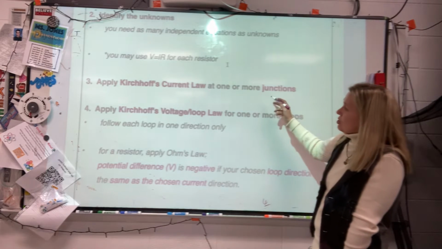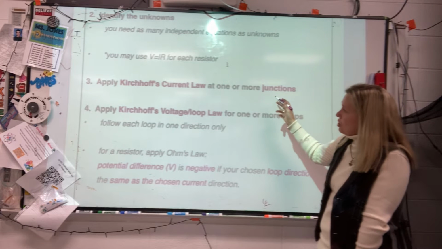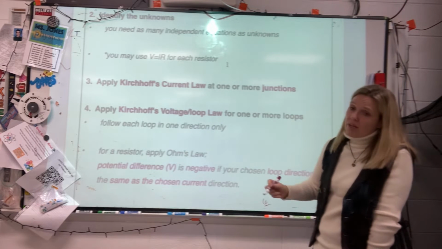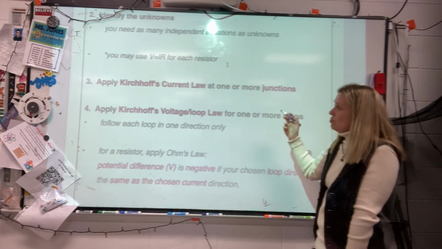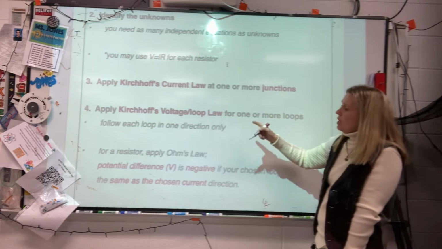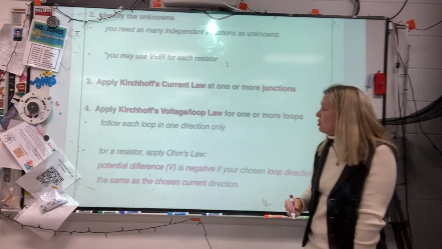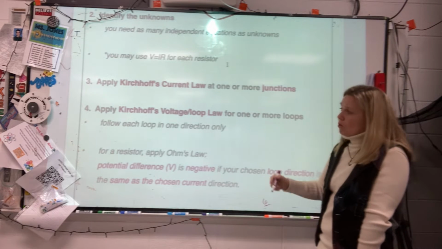Then we apply Kirchhoff's current law, or junction rule, at one or more places, depending on how many equations you want. Normally, you only need one of those, and then you apply Kirchhoff's voltage or loop rule for one or more loops.